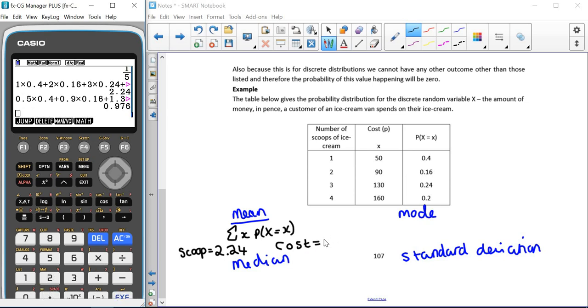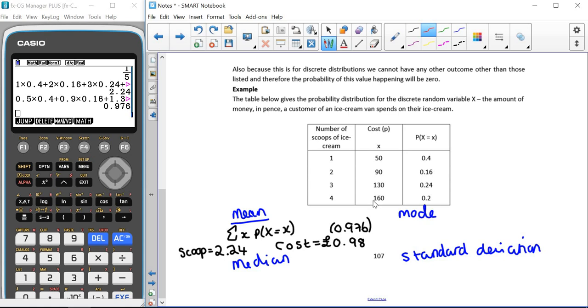So the mean amount spent is £0.98 rounded to a sensible number, but I am going to write it up here as 0.976 as well, just so that I have the whole number that was written down in my calculator.